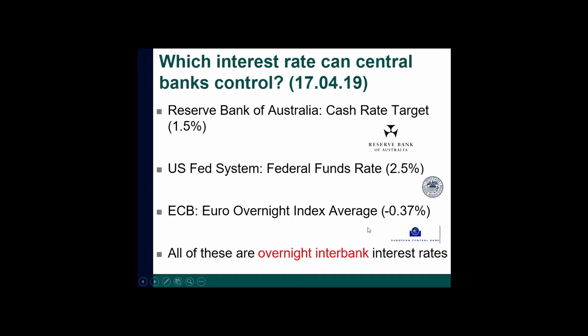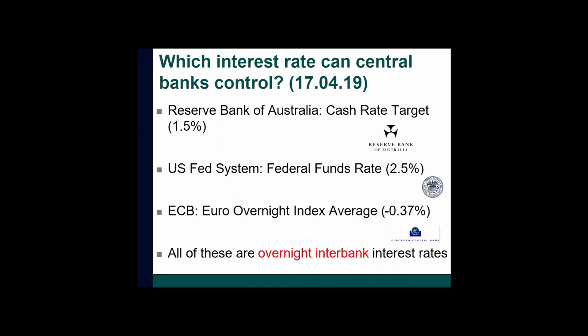So what do all these interest rates have in common? They are all overnight interbank interest rates. That means you can neither invest at that interest rate nor borrow money at that interest rate. This is an interest rate between banks if they lend money to each other for one single night, and also uncollateralized. So it's a little bit risky. There's no collateral. However, the risk is not high because it's just for one night.